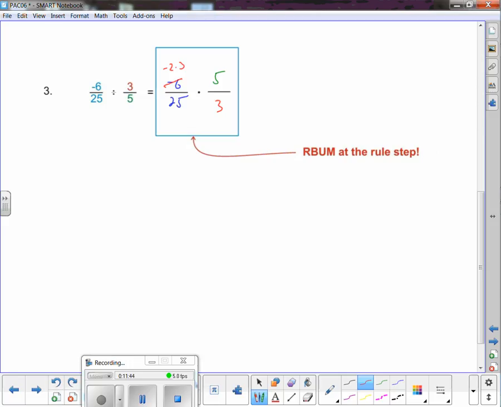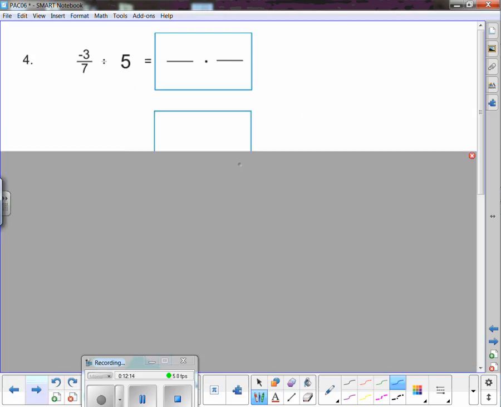-6 is a -2 times 3. 25 is a 5 times 5. It's going to allow me to divide out my 3's and divide out my 5's. And once you're done with that, there's not a whole lot left. What have we got? -2/5? That's it, right? So, look, again, don't waste your time in multiplying it, then unmultiplying it to reduce it, right? R-bum. R-bum. Reduce before you multiply.